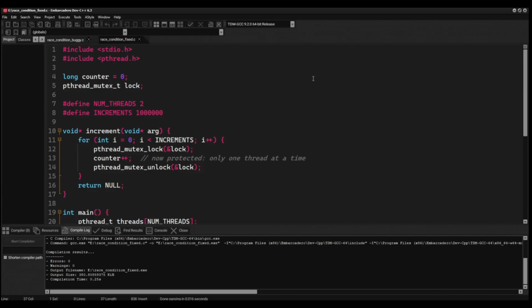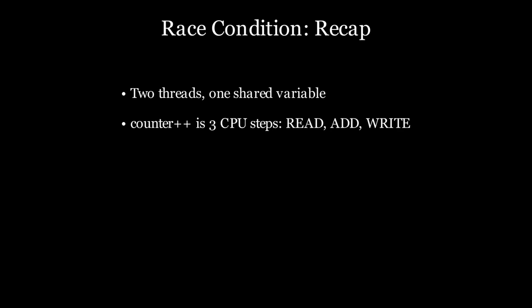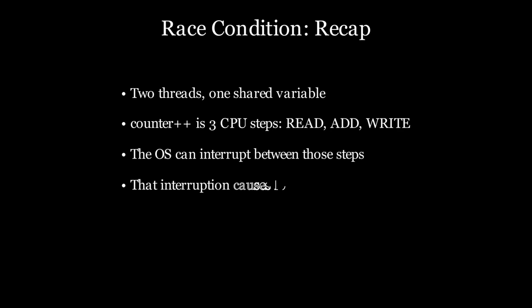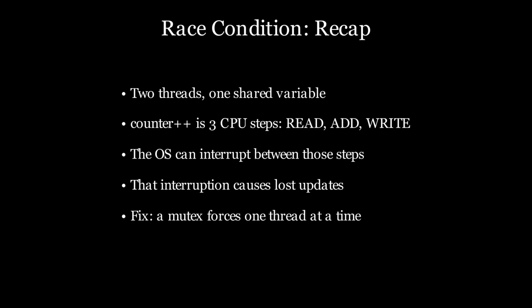This isn't just an academic bug. Bank balances, inventory counts, anything with shared state across multiple threads or processes can hit this exact problem in production. Understanding it here means you'll recognize it instantly when it shows up somewhere far more expensive to debug.